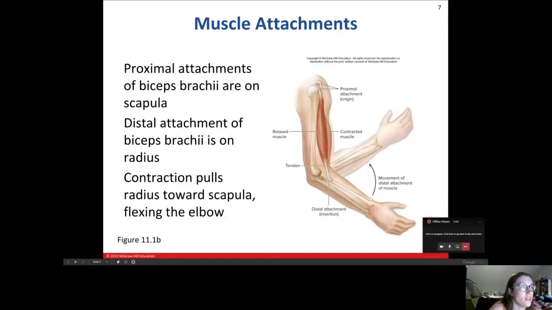A good example of this is our biceps brachii. The proximal attachments are up here on the scapula, and the distal attachments are down here on the radius. When you contract that biceps, which moves, the radius or the scapula? Obviously the radius is moving, right? So that's going to be the more distal attachment, distal to the trunk, further away. And so we call the proximal attachment the origin, and we call the distal attachment the insertion.